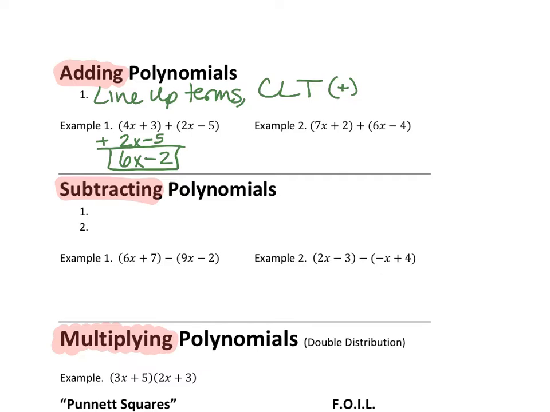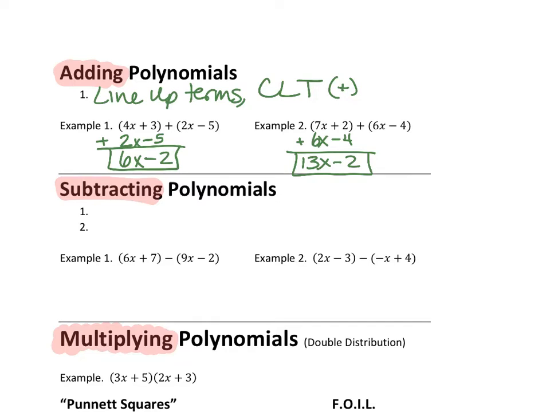Prove it to yourself it's that easy. You've got example 2. Try that one out. So since I'm lining up my like terms, I'm going to take the 6x from the second parentheses and line it up underneath the 7x from the first one, and line up the negative 4 underneath the 2. Combining like terms is adding. 7x plus 6x is 13x. 2 plus negative 4 is negative 2. 13x minus 2 is the sum of those two. I'm good now.